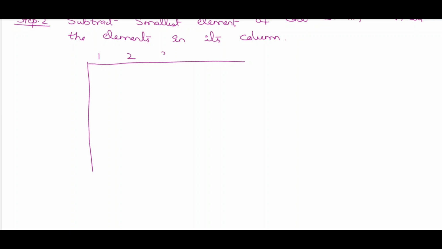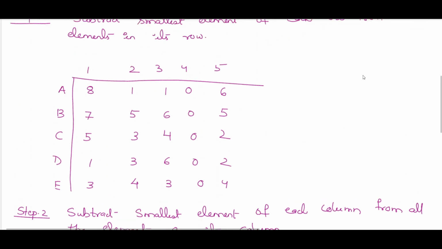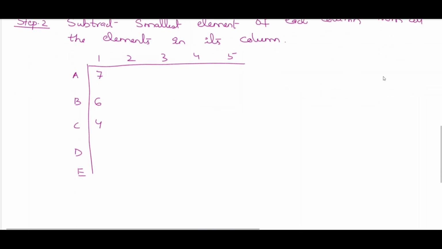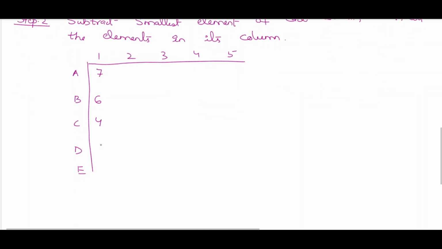Columns 1, 2, 3, 4, 5 and rows A, B, C, D, E. So here it will be your 8 minus 1. Likewise, if you do it, it will be 7, 7, your 6, your 4. Here it will be your 0, and here it is your 2.